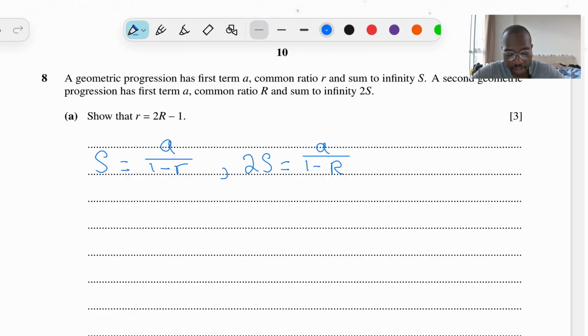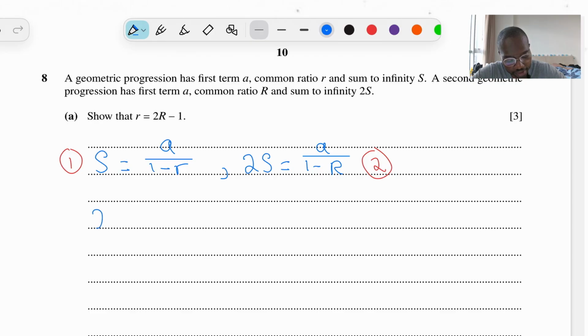Now, because these sums to infinity are relative to each other, the S and the 2S, the S's are the same in both, right? So therefore, we can just equate these together, okay? We can make these simultaneous equations. So if this is equation 1, this is equation 2. Well, let's just times equation 1 by 2.